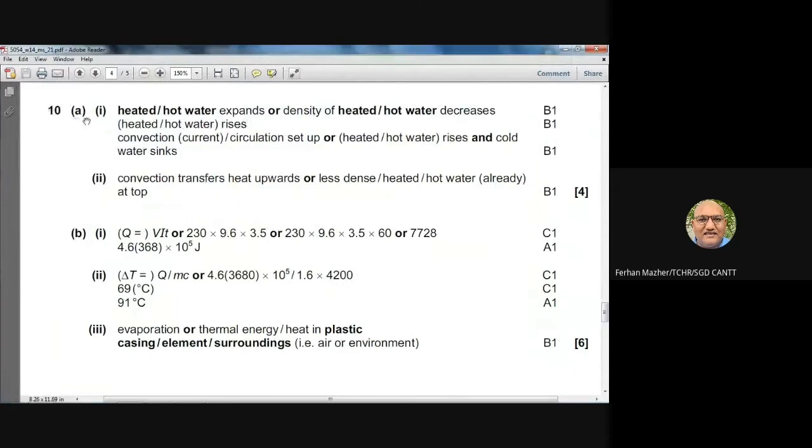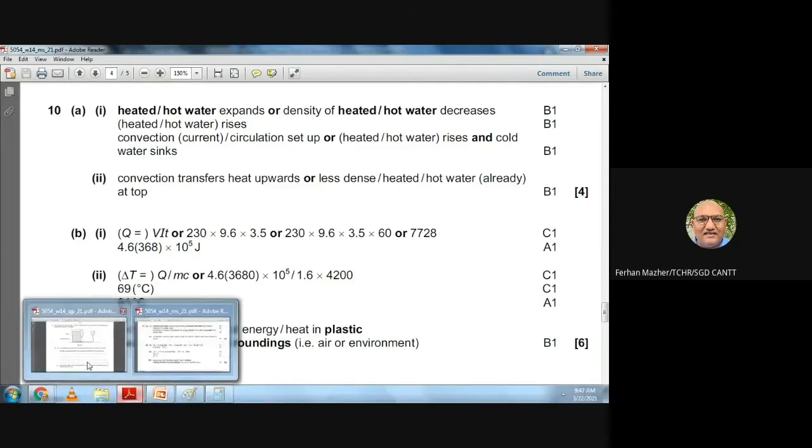Here we have the 10A first part. It is a 3-mark question and 1 mark is for telling that heated hot water expands, the density of the hot water decreases. 1 mark is for saying that the heated or hot water will rise, and 1 mark is for telling that the convection current circulation is set up, or heated or hot water rises and the cold water sinks. So you see it's a 3-mark question and the marking scheme is showing on your screen. I have also shown you an answer written by me, and you can write a better answer, but keep these 3 points and you will be able to write a good answer which can secure full marks.